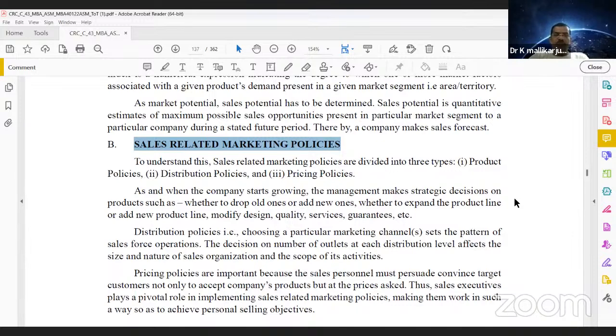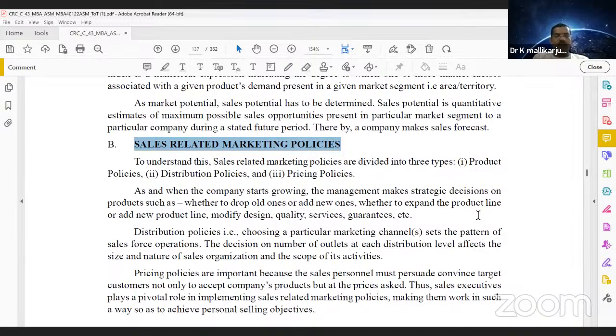For every policy the objective is very clear. For example, production policy: they need to utilize total capacity. Either they can decide to continue the old product, add new products, or drop a product and add a new product. So whether to expand the product line, add a new product in the line, or modify the design, quality, service, and guarantees are all related to these product policies.